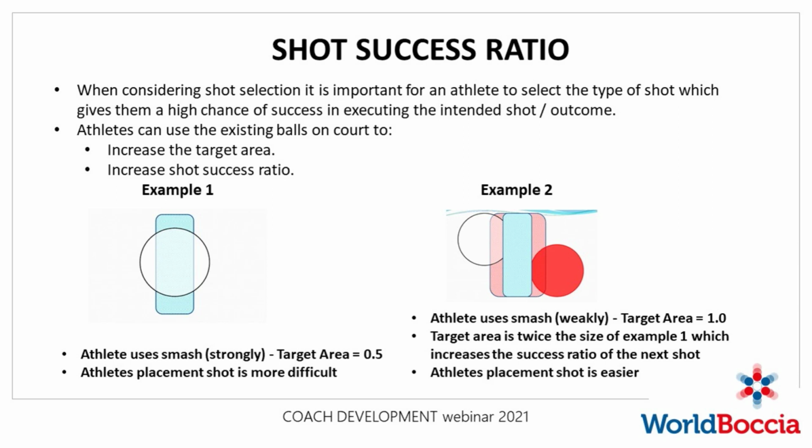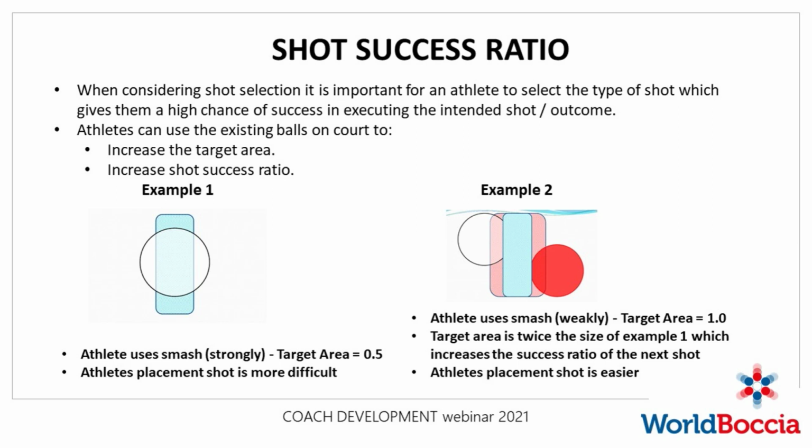So, shot success ratio. When considering shot selection, it is important for an athlete to select the type of shot which gives them a high chance of success in executing the intended shot or outcome. Athletes can use the existing balls on court to, one, increase the target area, and two, increase the shot success ratio. We're going to use a couple of examples here.